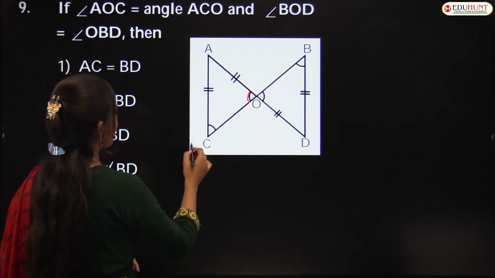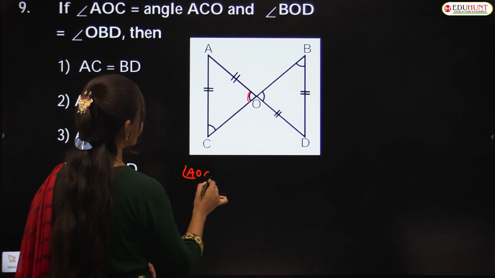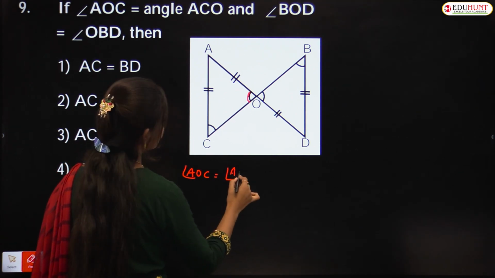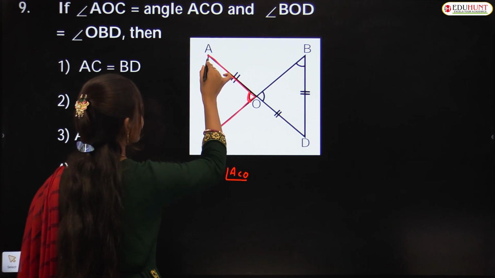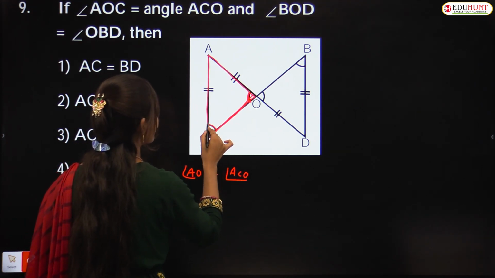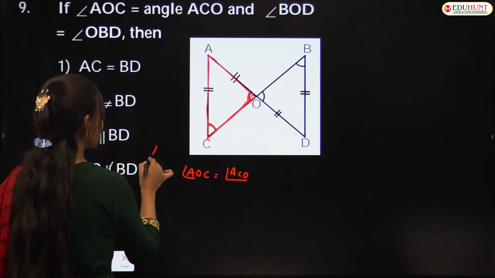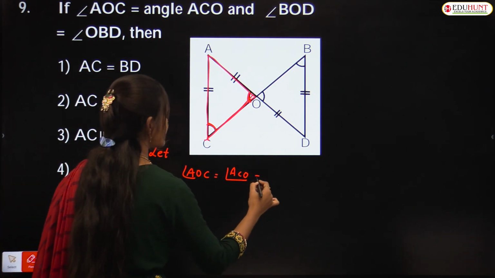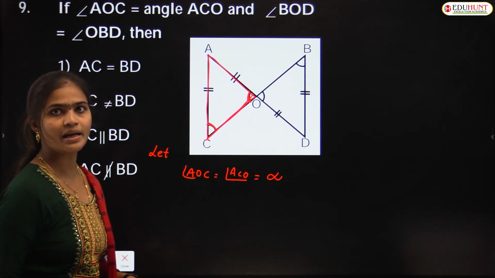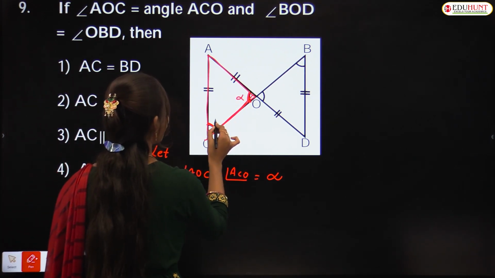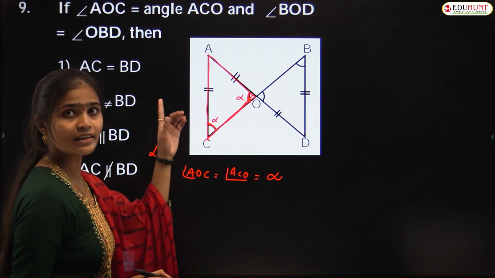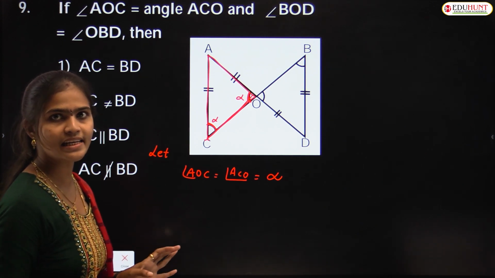First thing is angle AOC is equal to angle ACO. Let us take this as some alpha. Here I am going to take that symbol as alpha. So this is alpha and this is also alpha. Why? Because in the question only they have given that those two angles are equal.